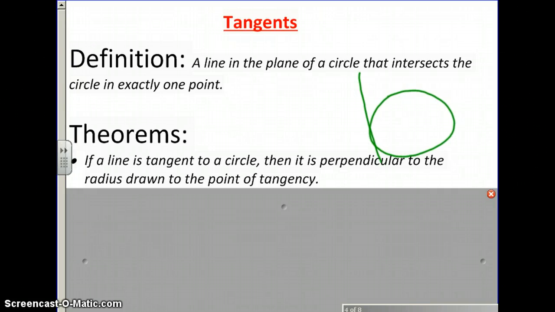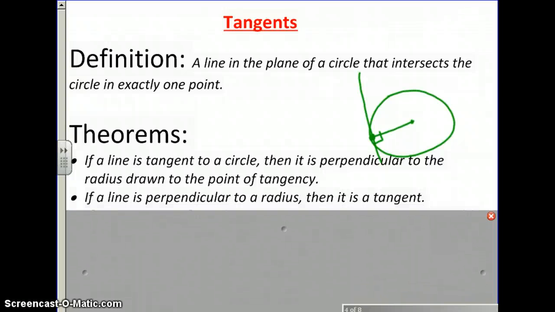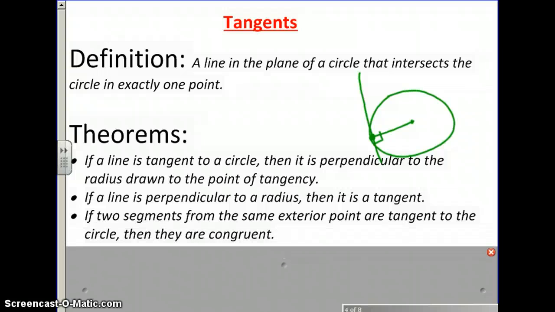So just so you're clear, maybe a little visual jotted in the margin. Okay, if I draw in a tangent, let's pretend that's a tangent, and then I draw in a radius, that point is going to be perpendicular. A tangent line is perpendicular to the radius. Okay, the second one, if a line is perpendicular to the radius, then it must be the tangent. So that's just the reverse statement. And then the third one, once again, if at any point I go too fast, just push pause. If 2 segments from the same exterior point are tangent to the circle, then they are congruent.